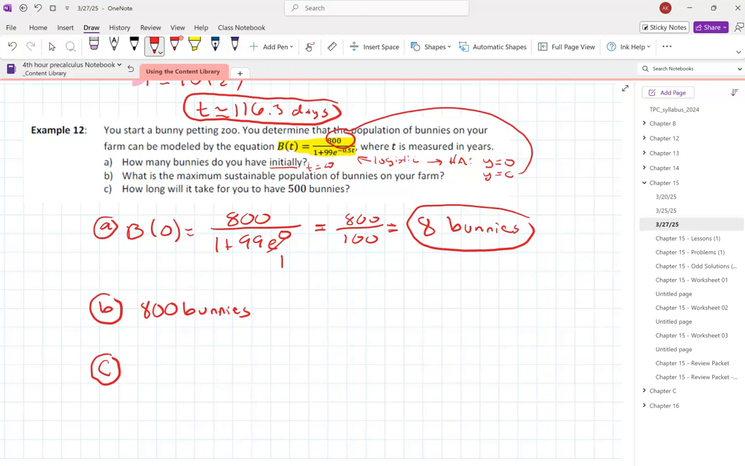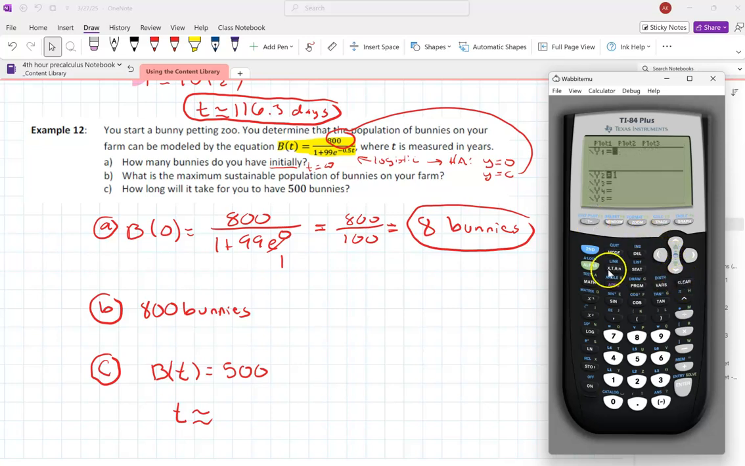And then it says, how long will it take you to have 500 bunnies? Well, all I'm doing then is just taking my B of t, setting it equal to 500, and then solving. We lack the algebraic tools at our current state to solve this by hand. So what are we doing? Into the calculator she goes.